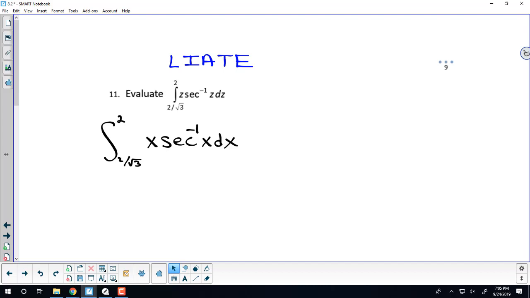If you don't remember stuff about the inverse secant, look it up. I think even just you looking it up on your own is probably going to give you more of an "oh yeah" than me telling you what it is. Is it arc secant? Yeah, arc secant or inverse secant, either one.